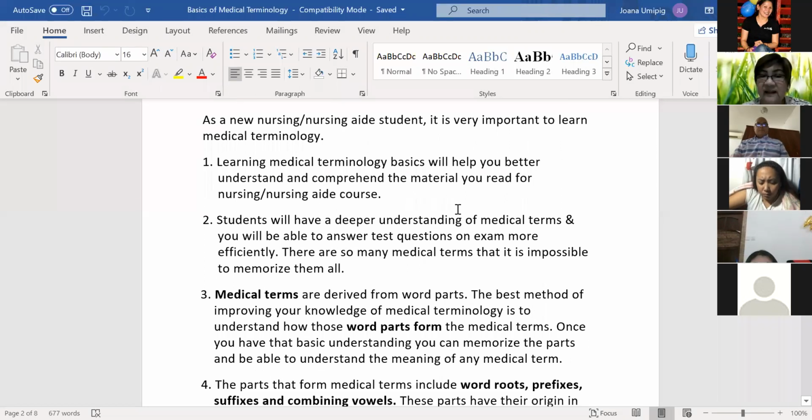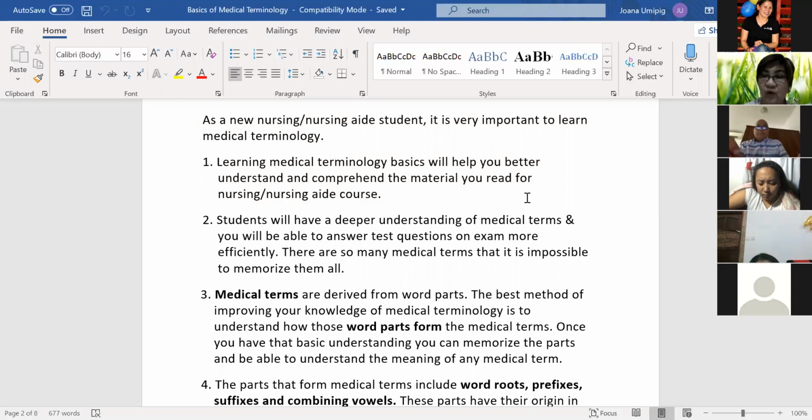So learning medical terminology basics will help you better understand and comprehend the material you read for nursing aide course. Secondly, students will have a deeper understanding of medical terms and you will be able to answer test questions on exam more efficiently. There are so many medical terms that it is impossible to memorize them all. So ang pag-uusapan natin is bakit siya mahirap o impossible to memorize.